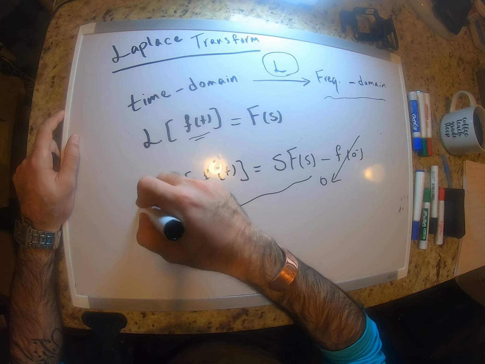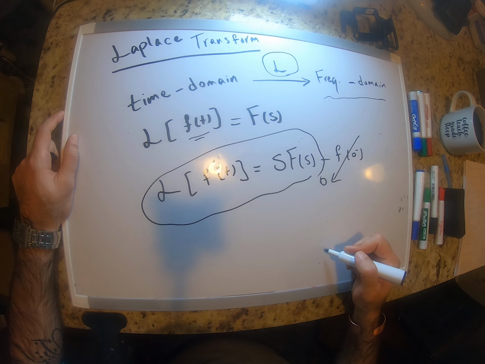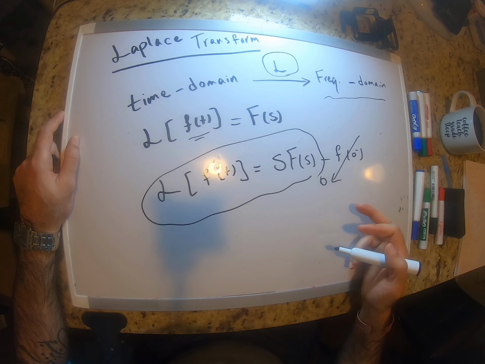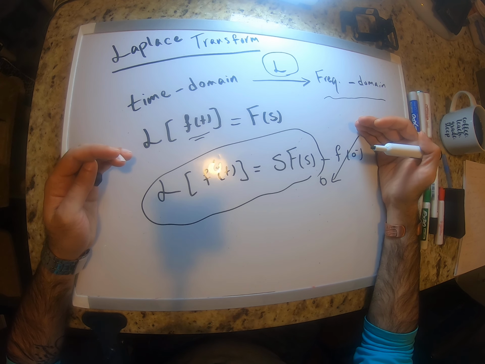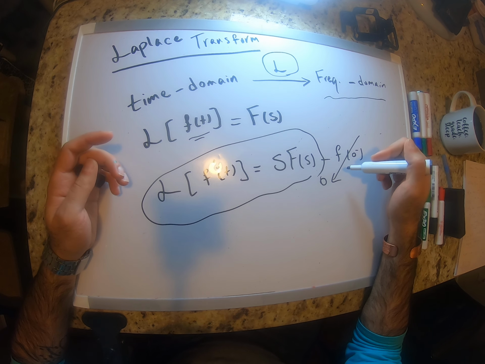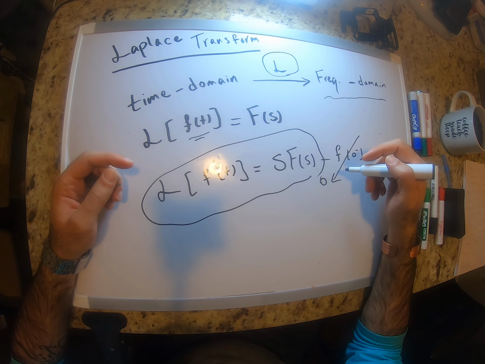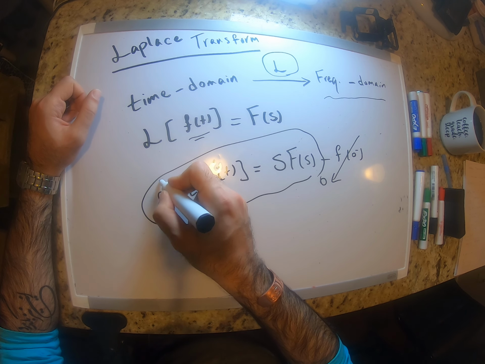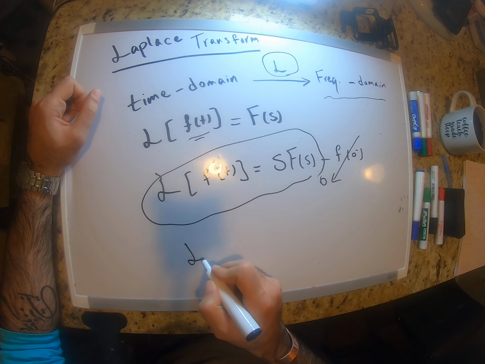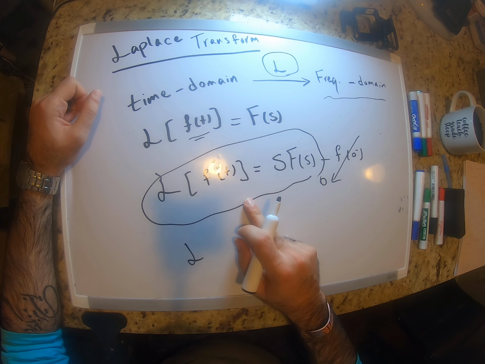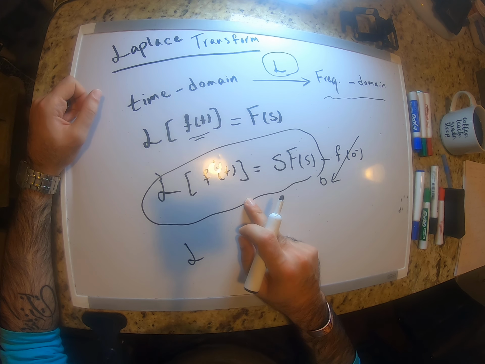So this is one thing that we're going to use very frequently in the course. Well, the whole thing is this, like you have the minus initial value, but most of the time we assume that this is 0. Excuse me. And if you want to prove this, you can just prove it using the definition of the Laplace transform.